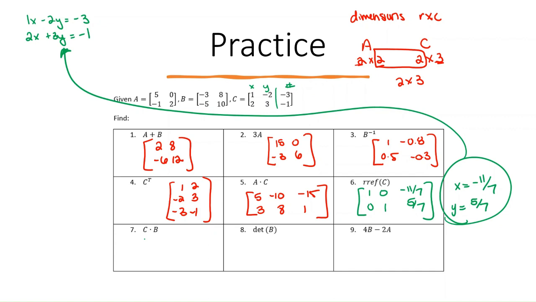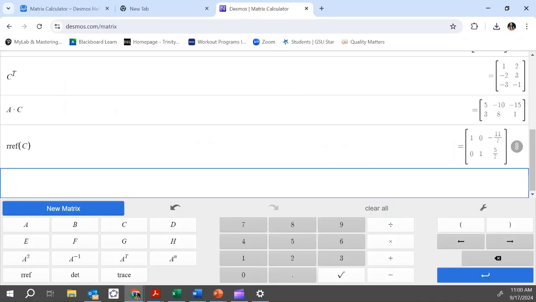Next one wants us to find C times B. So again, we're doing some matrix multiplication here. So if I do C times B, all right, I get that little error icon. And when I hover over it, it says cannot multiply matrices with incompatible dimensions. So that means this is not going to work. It is undefined, or you can say incompatible dimensions.